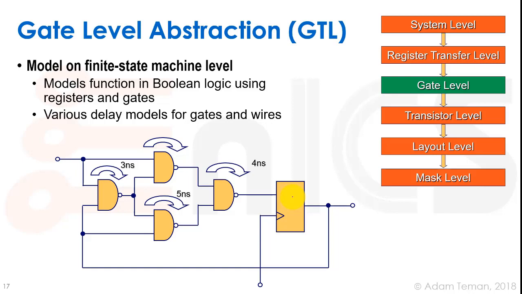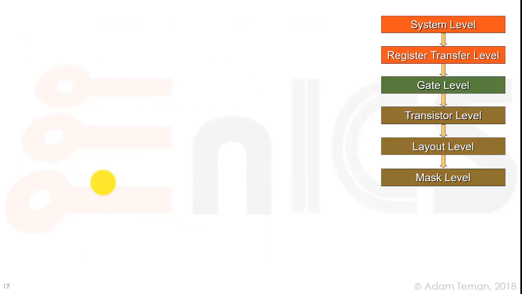Another thing about this is that once we have gates, we can know characteristics such as the actual delay of the gates. Here you see this is a 3 nanosecond delay, and this is a 5 nanosecond delay, and so forth. And we can look at the gates and have different models that tell us what the delays, what the power, and so forth of the gates, maybe even of the wires at the gate level abstraction.